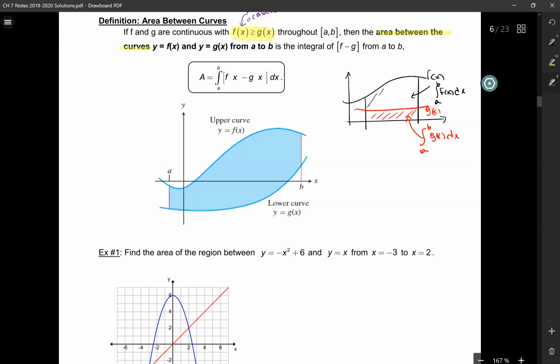Now, if I had to find this area in between them, what would I do? I would take the black integral, which goes from the black curve to the x-axis, minus the red integral, which is that red portion, and that gives me the purple. Is that right? So the purple region is the black integral minus the red.